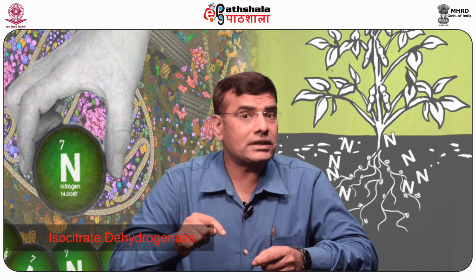In step 3, it is an oxidative decarboxylation reaction. NAD plus is converted into NADH. Removal of carbon as carbon dioxide takes place. Isocitrate is converted into alpha ketoglutarate, and the reaction is catalyzed by the enzyme isocitrate dehydrogenase.